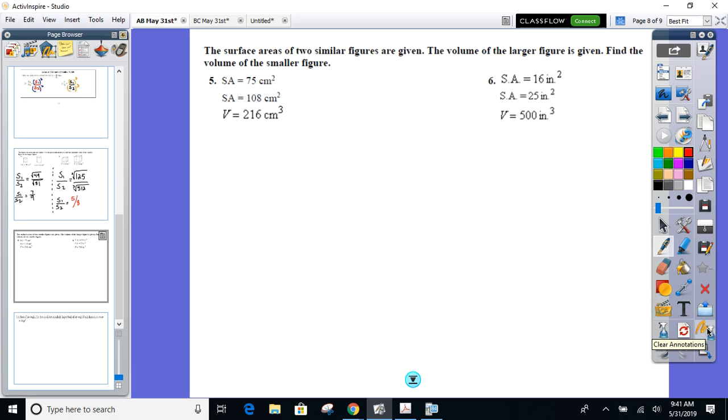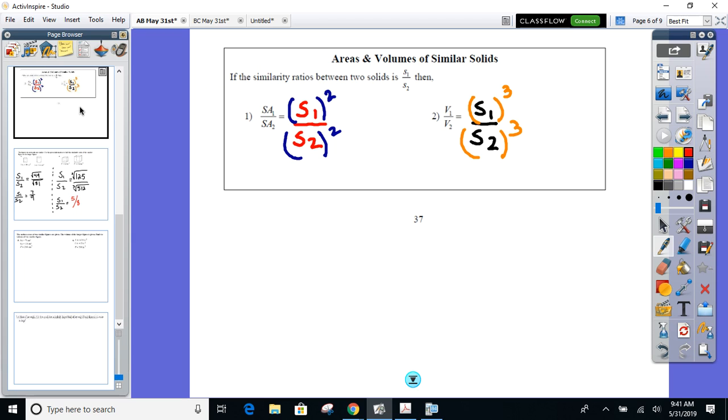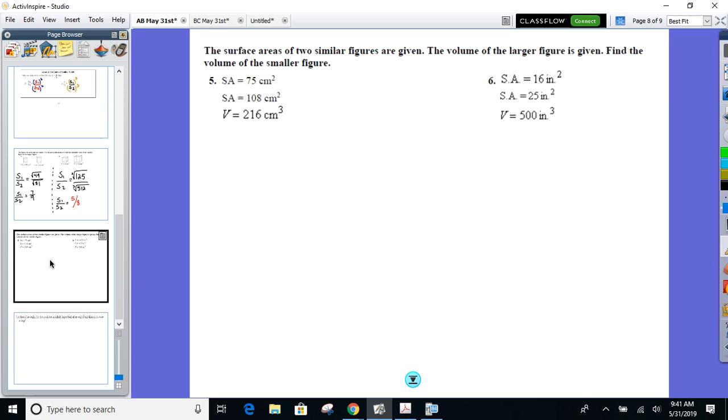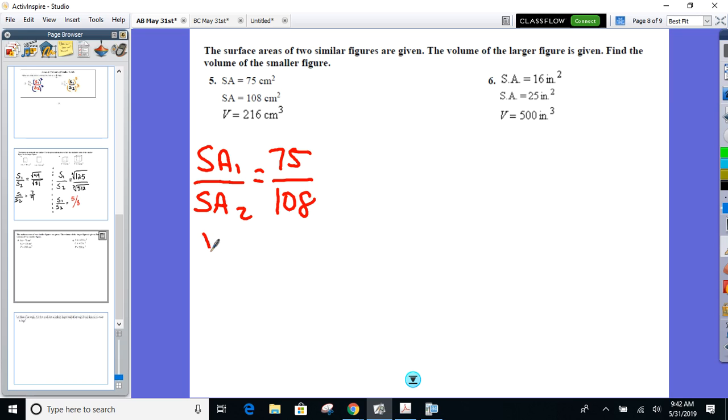Surface area. So here's where we need to start thinking a little bit. You got surface area. How do I get to volume? Because there's no conversion to go from surface area to volume. I didn't give that to you. So I need your help here. If I know surface area is equal to 75 over 108, can you guys get me a way to get to the volume ratio? Think about what we've just did here. Can you get me to the volume ratio so I can set up my proportion?